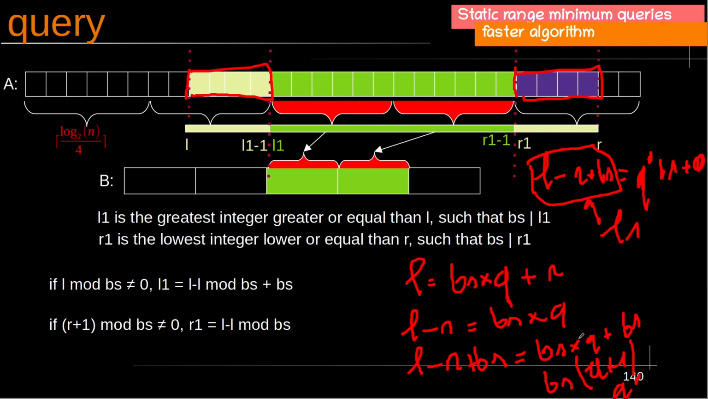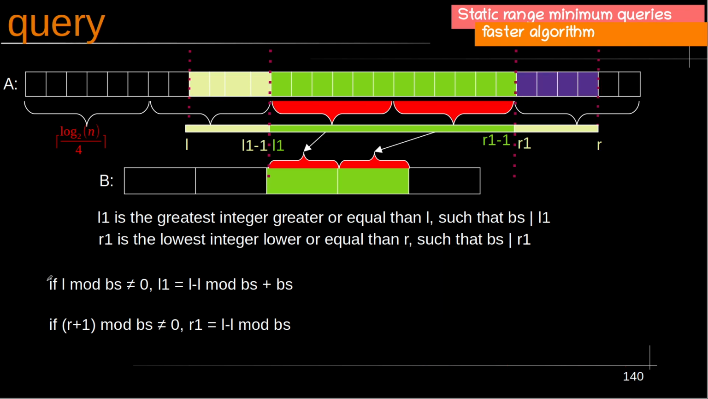We can do the same for R1. So, how to know if L is not the start of the current block? I will check if L mod BS is different than 0. If yes, then L1, as we have shown now, is L minus L mod BS plus BS. Same for R1. Now I will check if R is the end of the current block.